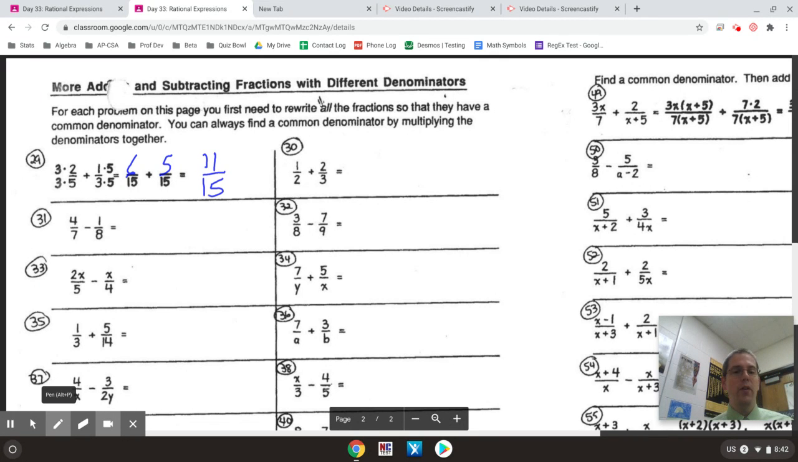For number 30, on that one, I need to find the common denominator. So I think a good tip is to start with the bigger number, 3. 2 won't divide into 3, so then I double 3, which is 6. 2 will divide into 6, so 6 is my common denominator. To get a denominator of 6, I'm going to have to multiply the first one by 3. So multiplying top and bottom by 3 will give me a 3 over 6. To turn a 3 into a 6, I have to multiply by 2.